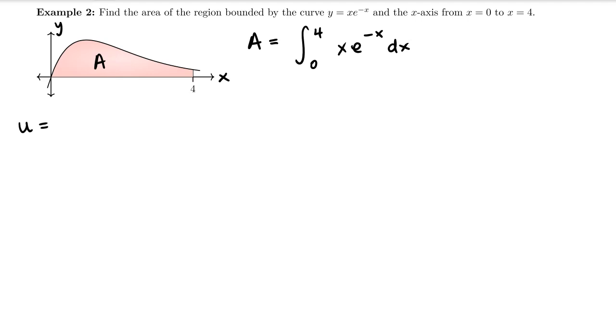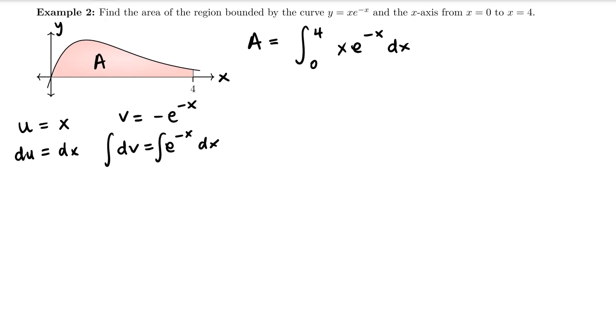So from earlier, I'm going to have u be the thing with the terminating derivative. And so du equals dx, and then dv is equal to e to the negative x dx. And I want to integrate both sides of that to get v. And if you use u substitution for e to the negative x, you'll get that the antiderivative or the integral of that is negative e to the negative x.